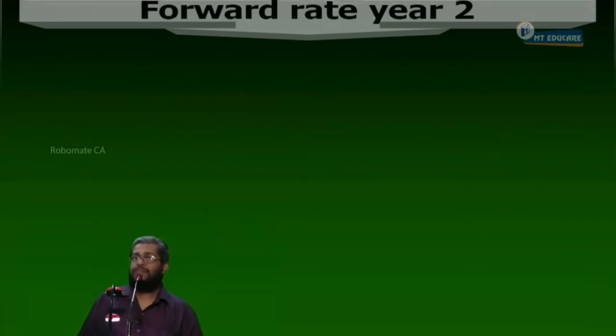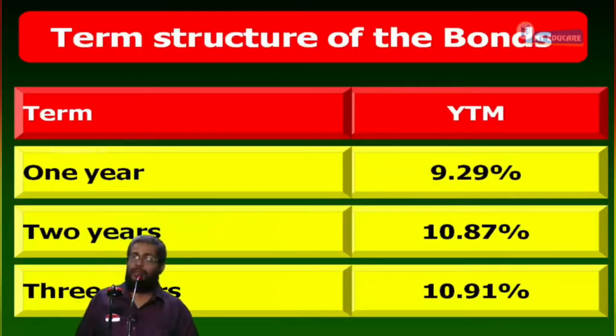Point number 1. All the three bonds belong to the same institution. That is government securities. In this problem it is government securities.